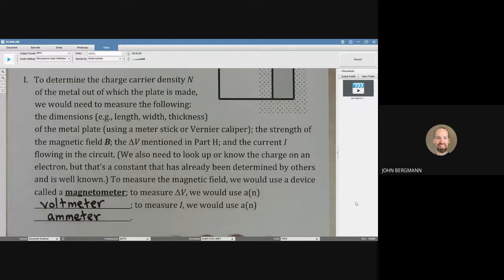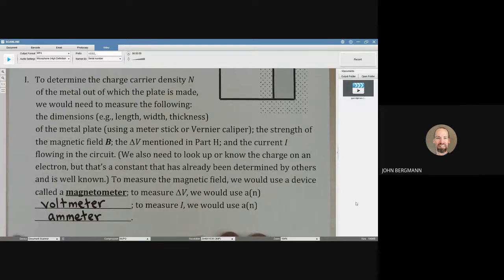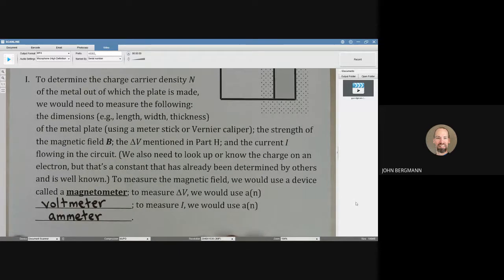It's a little thing, but don't ever call a voltmeter a voltometer. My students know that if they really want to get under my skin, they'll say, Mr. Bergman, should we use a voltometer here? Oh, you go out in the hall. Okay. And don't call an ammeter an ammeter. It's not an ammeter, it's an ammeter. All right, there you go.